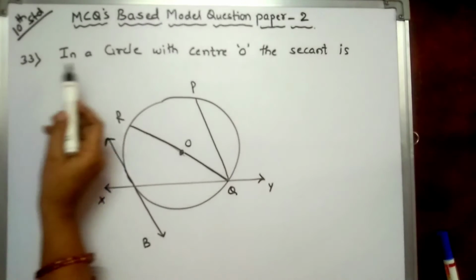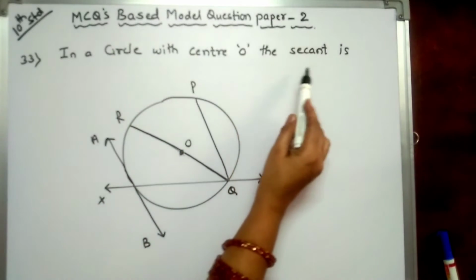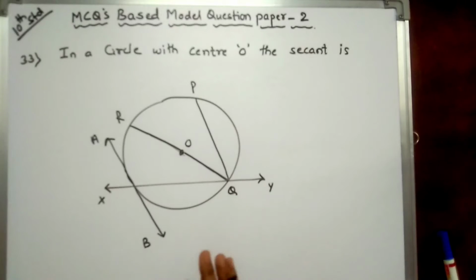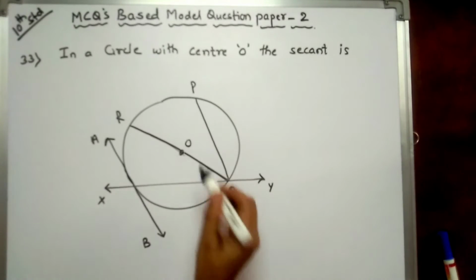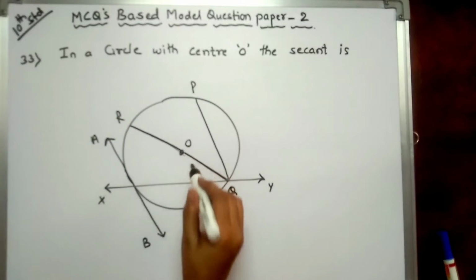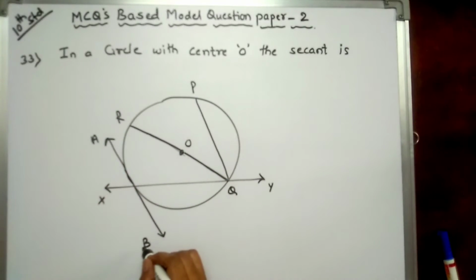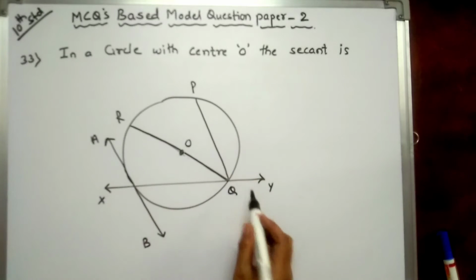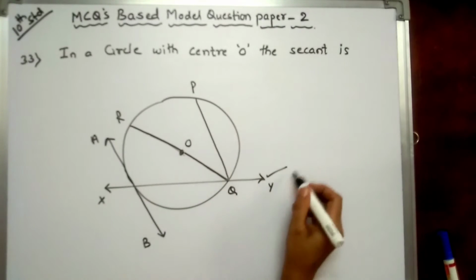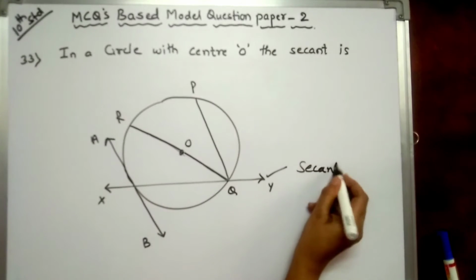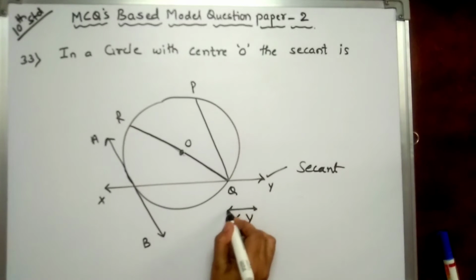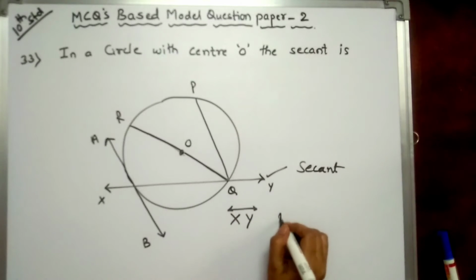Question number 33. In a circle with center O, the secant is... So many lines are there, you have to find this. Which one is secant? See, PQ is a diameter, and AB is a tangent. Now XY is the secant, because it passes through two points of the circle. So the secant is XY, option B.